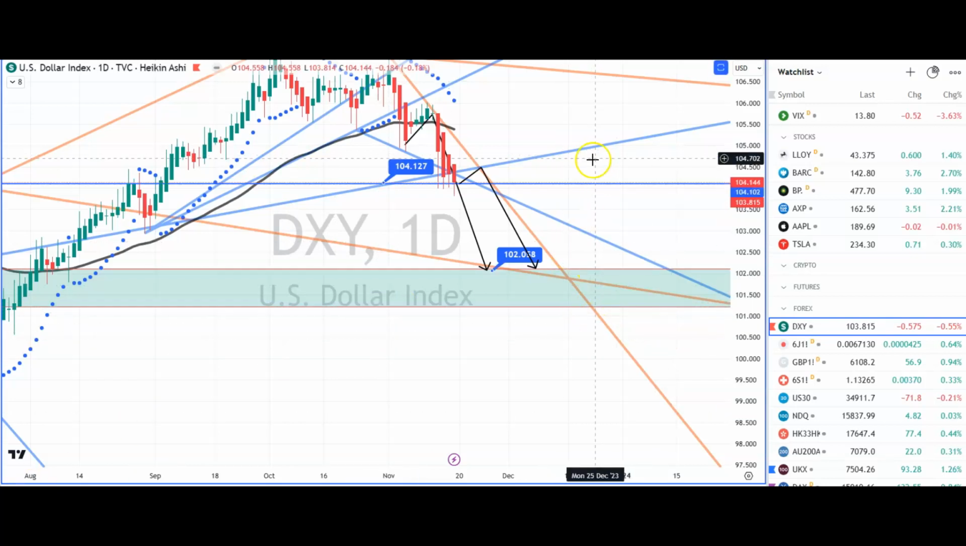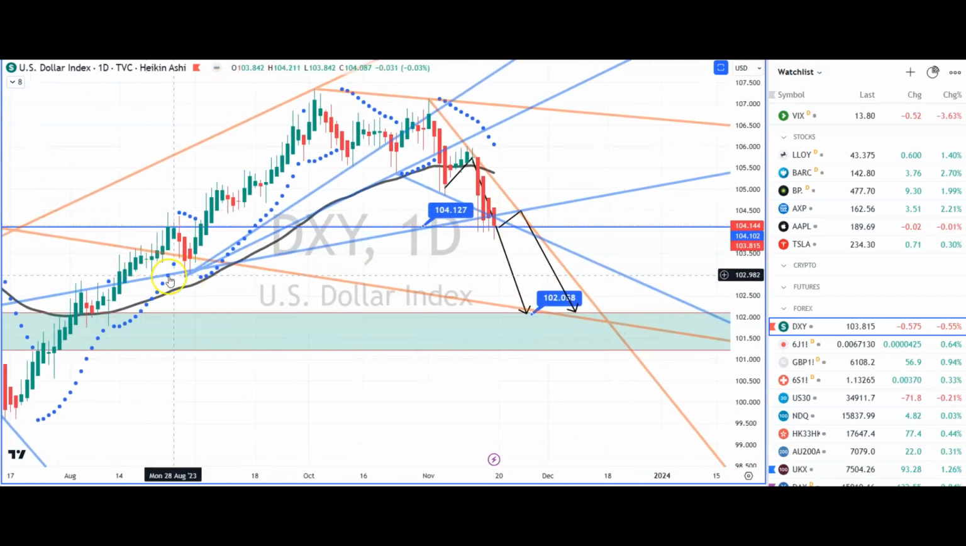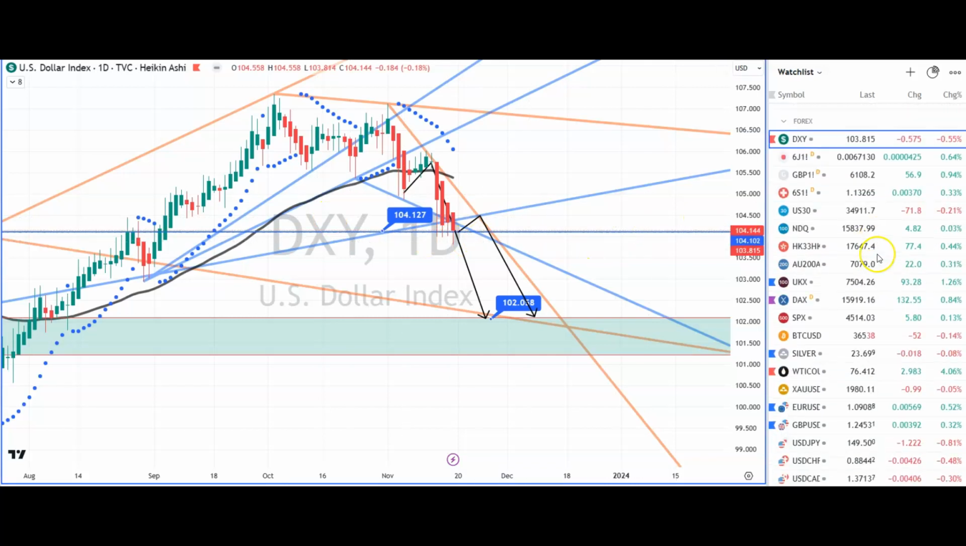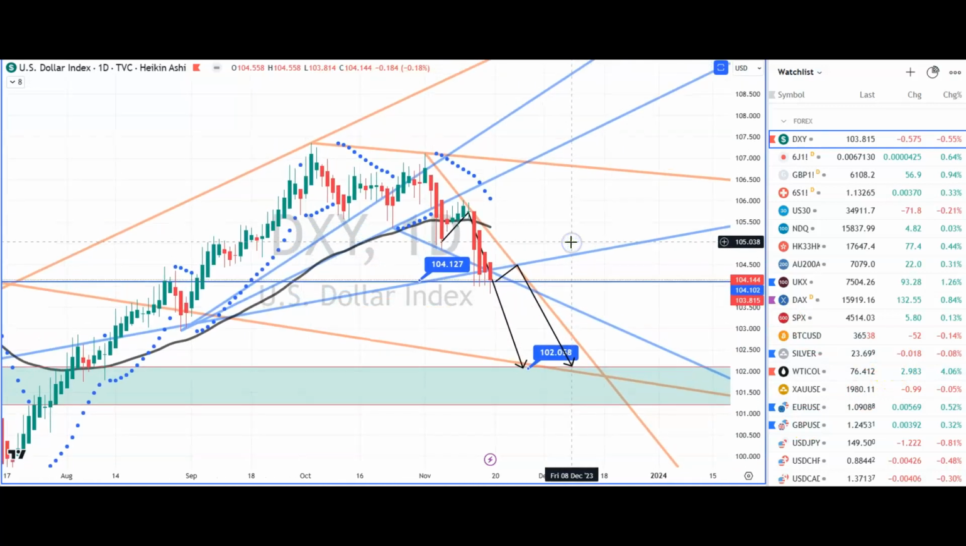So this is the DXY 103.81. It finished on Friday. It's broken this structure here. It's broken the 50 EMA, so further downward momentum is likely. So weaker dollar equals higher prices for euro dollar, pound dollar, and so on. So we'll be going through the parabolic trends on those in the next few minutes and give you targets.